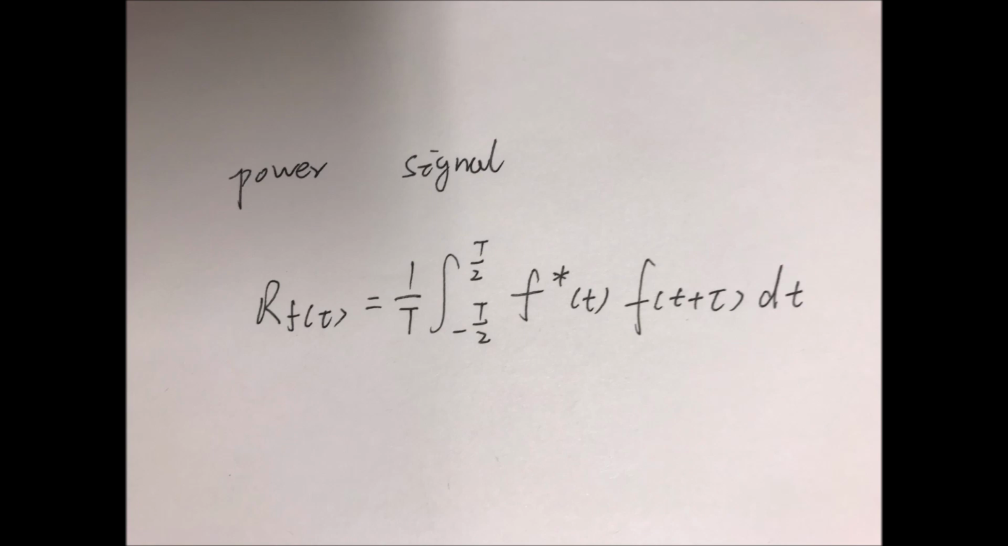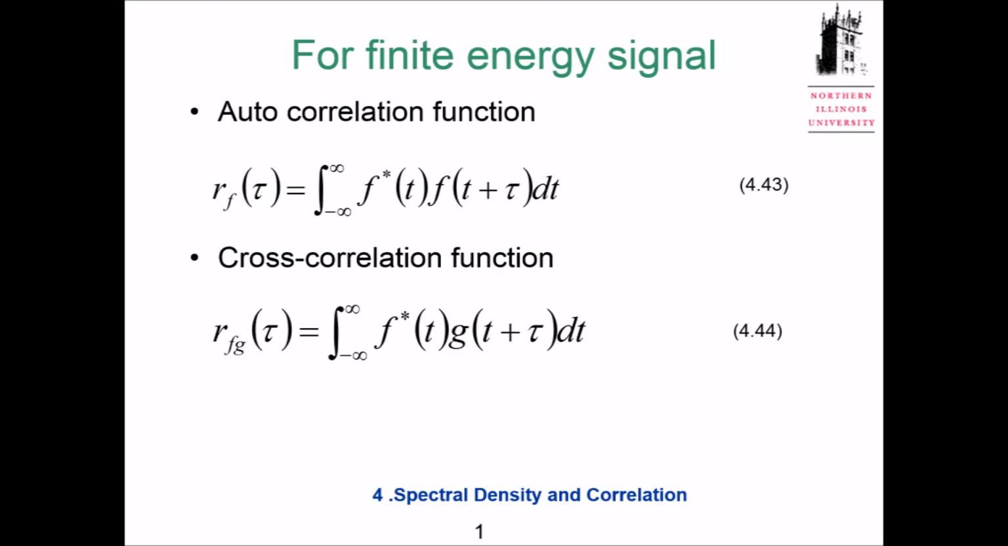Power signal, right? We have correlation. So this is autocorrelation for energy signal, for power signal, for energy signal, the equation will be a little different. So here, power signal, right, we have this normalized by T, right? The boundary for your input is minus T over 2 to T over 2. However, for energy signal, the autocorrelation definition is over here.